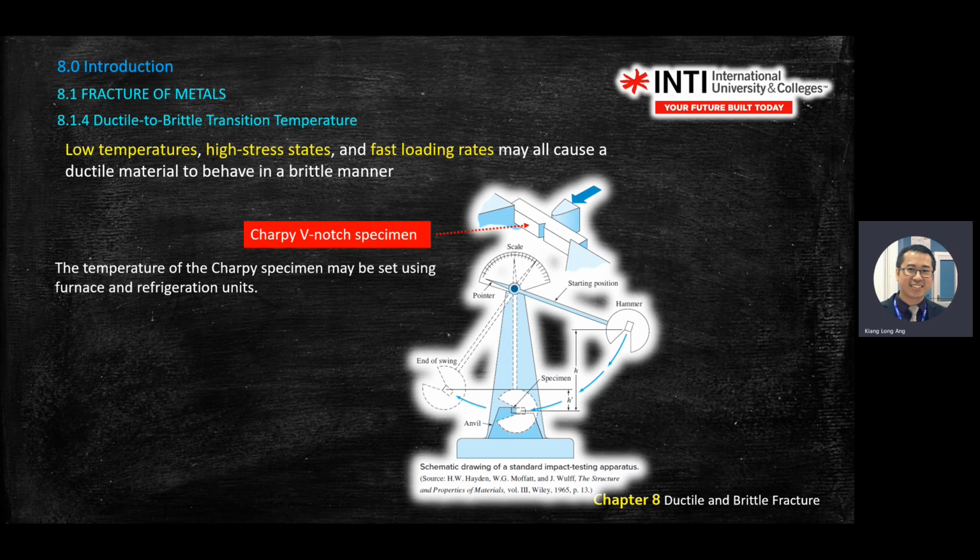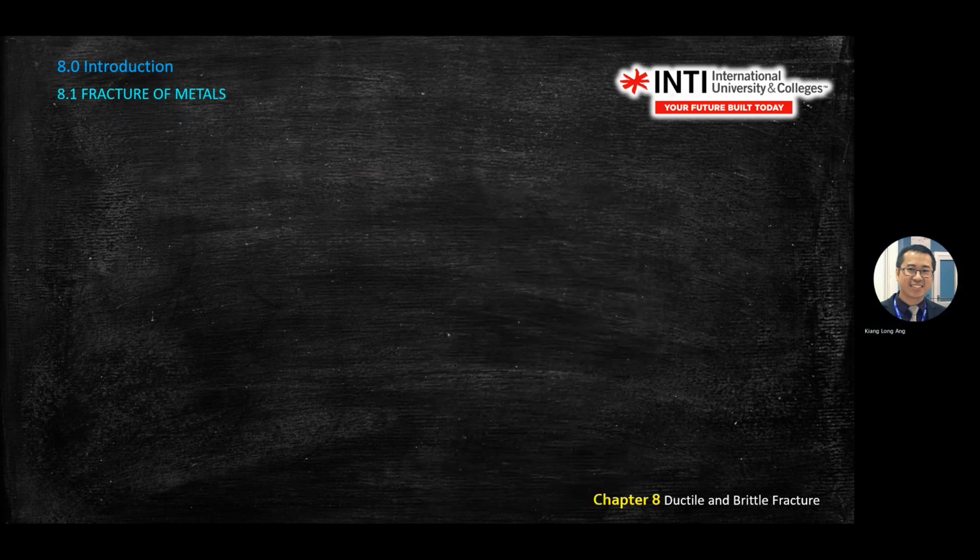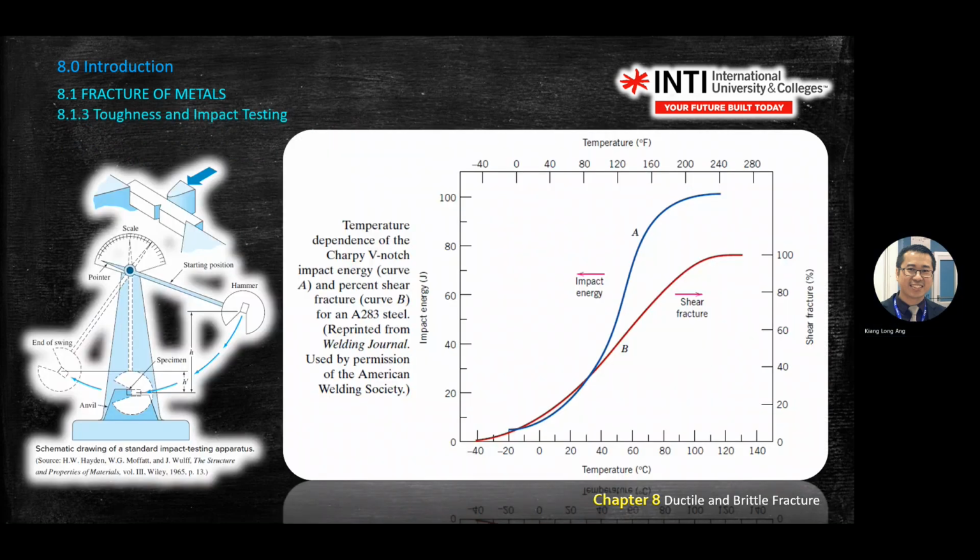The one that you see in the lab is conducted at 15 degrees C, air-con room temperature. But if you want to do it for your FYP, then you need to put the whole experiment in a furnace or refrigerator unit. There's a range there so that you get this graph: temperature versus energy.